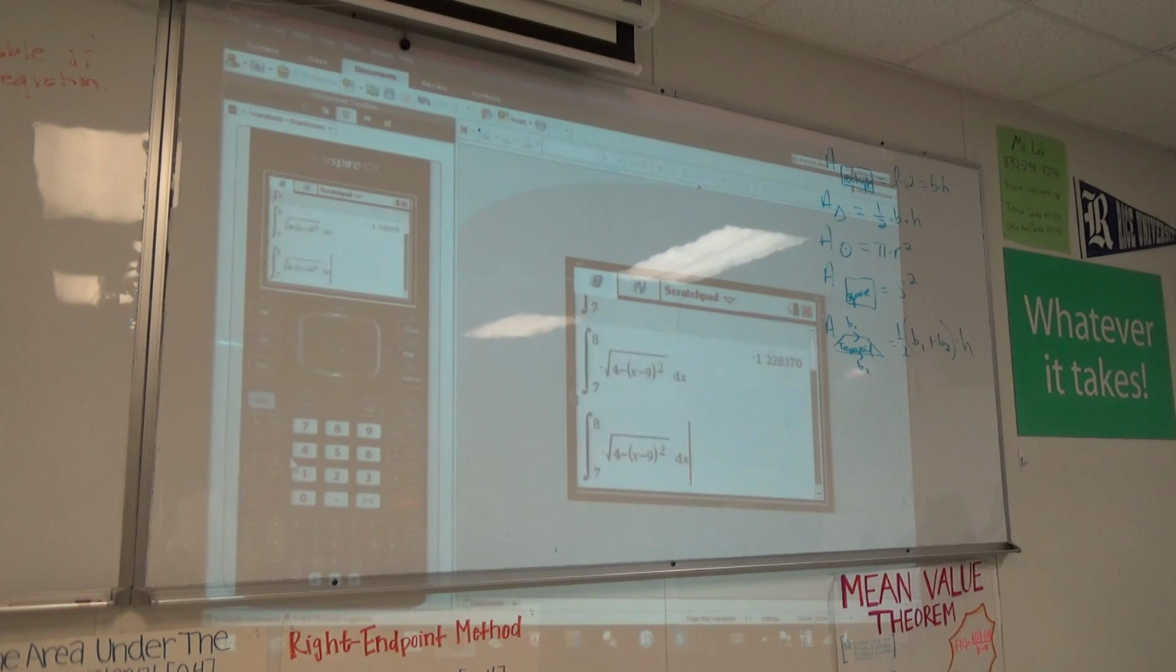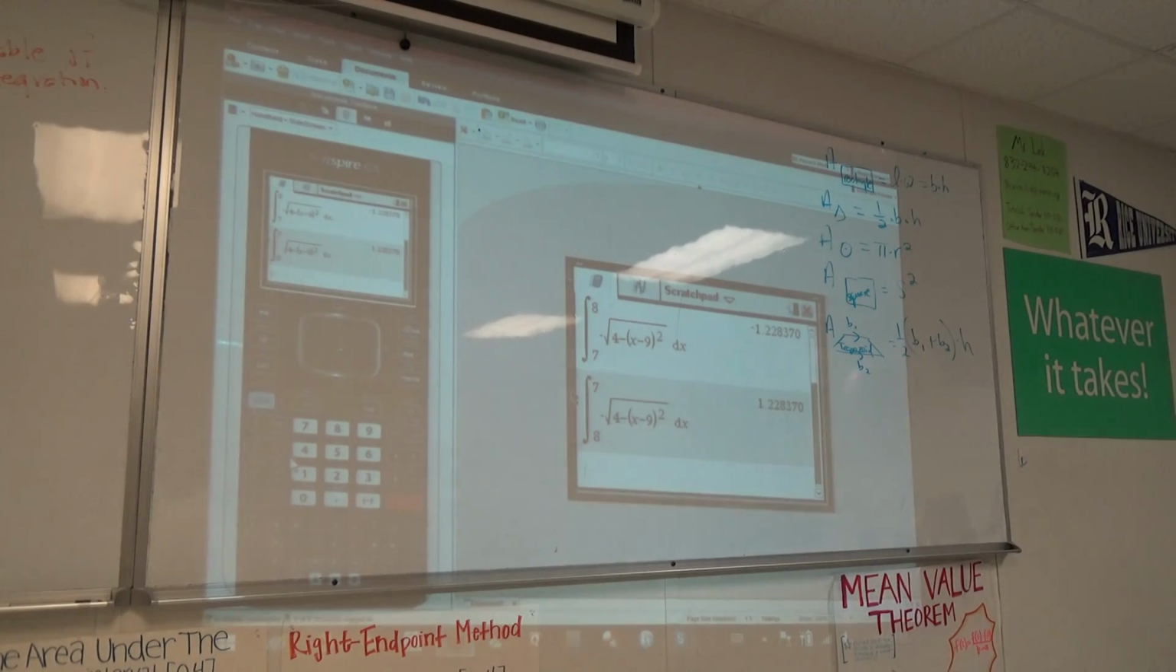I'm going to arrow up again. I want the definite integral from 8 to 7. I am not going to waste my time and retype all of it. I'm just going to copy paste, and now I'm going to get positive 1.228. This is amazing.